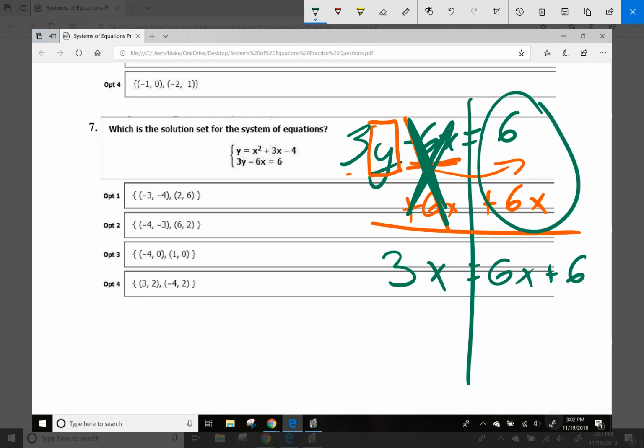Now you cannot combine these into 12x because they're not like terms. 6 is just a constant, and 6x is an x term. They do not go together, so they're just written separately as I've done here. And then the last thing I need to do is get rid of this 3, because remember, I'm isolating this y. I'm trying to get this y by itself.